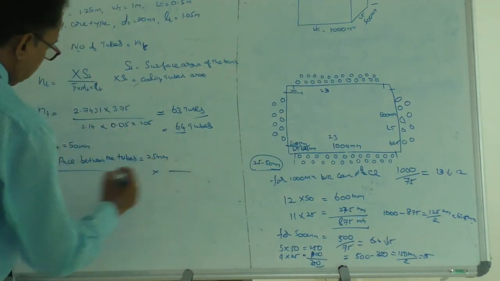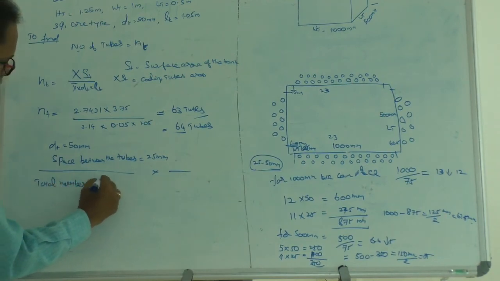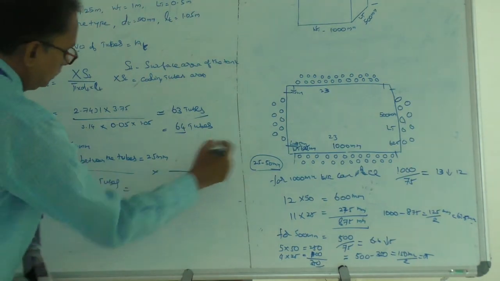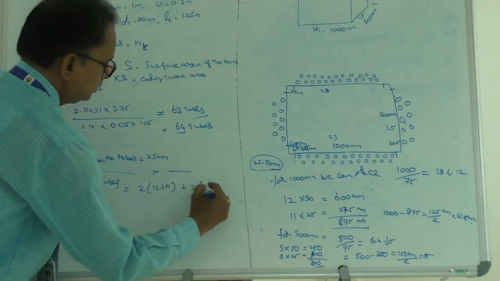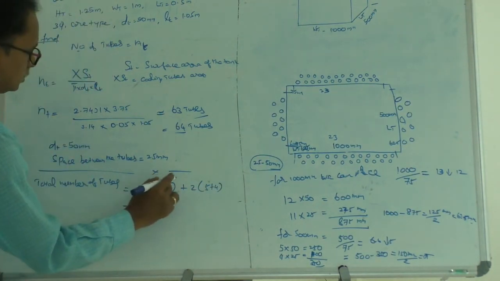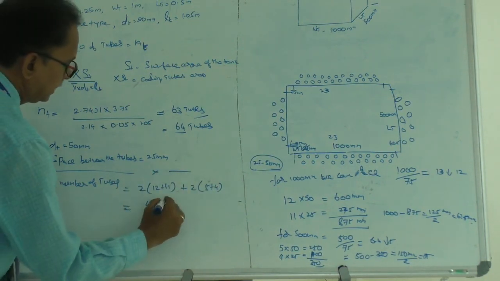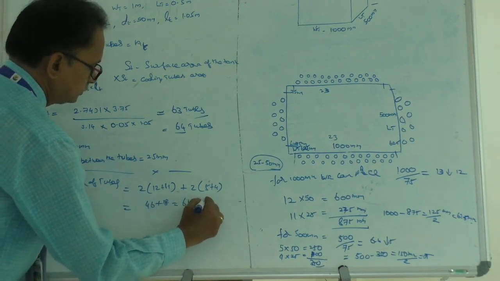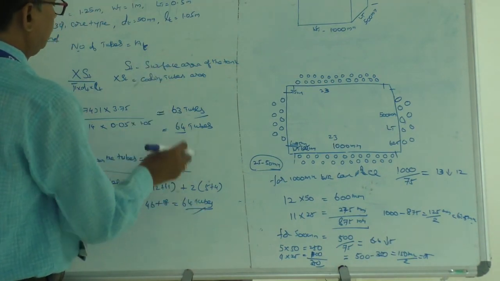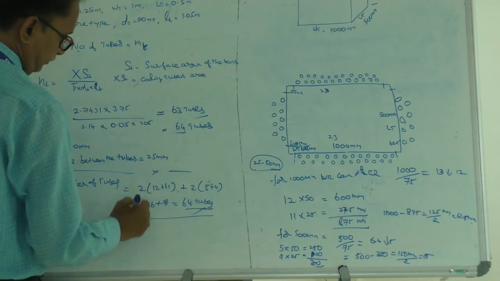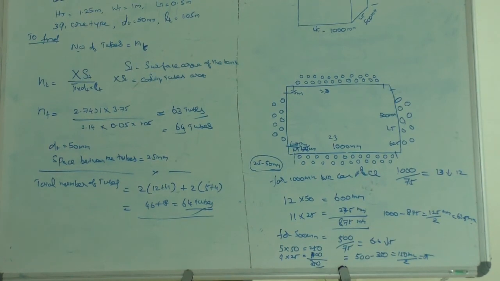Let me write it down here. Total number of tubes is equal to 2 into 12 plus 11, plus 2 into 5 plus 4. This is equal to 23, 23 plus 23 is 46, plus 9 plus 9, which is 18, giving exactly 64 tubes. Of course, you can provide a few tubes more. You don't need to provide anything lesser. So the total number of tubes, 64, is placed like this for the 250 kVA with a loss of 4800 watts.